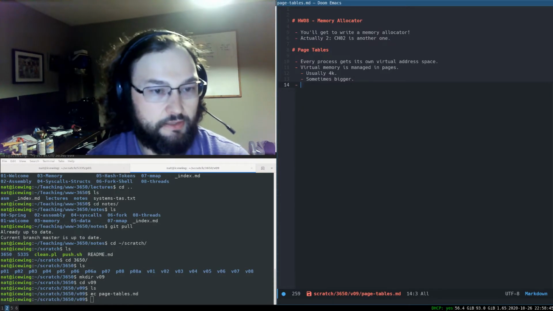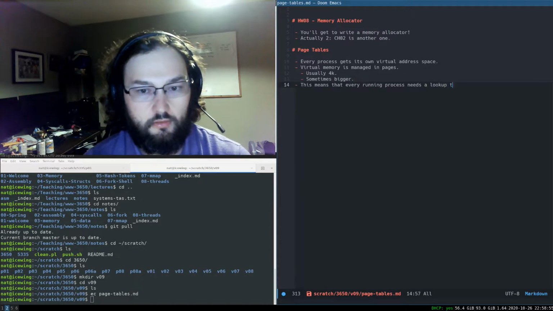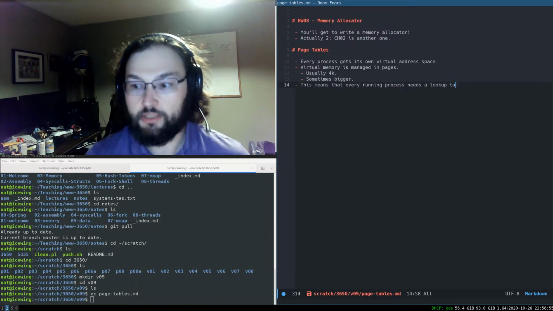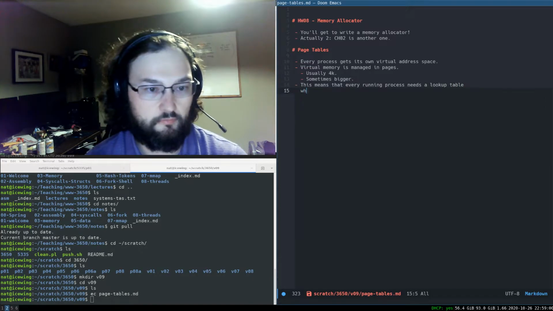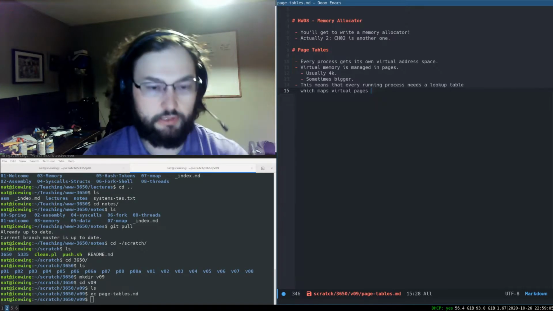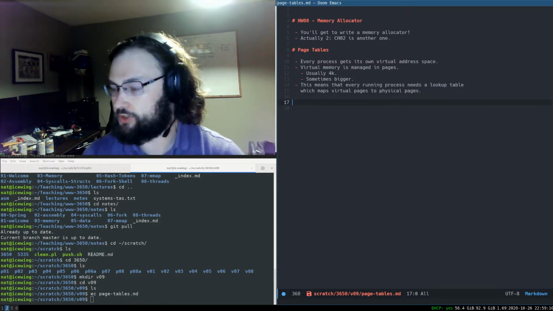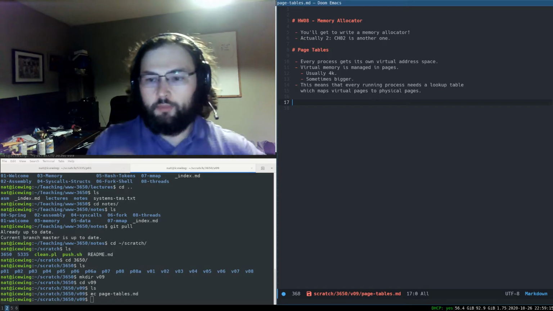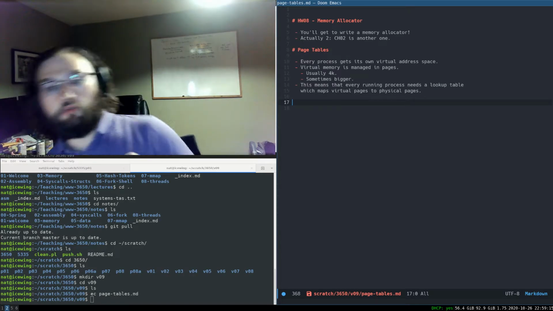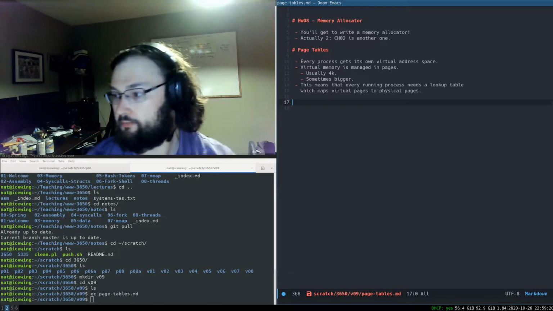But what this means is that we need a lookup table for every single active process. And this lookup table is going to need to map virtual pages to physical pages. So that raises a couple of questions. I'm going to start off by talking about the 32-bit Intel architecture, just because it's a little bit smaller numbers and therefore simpler to figure out.